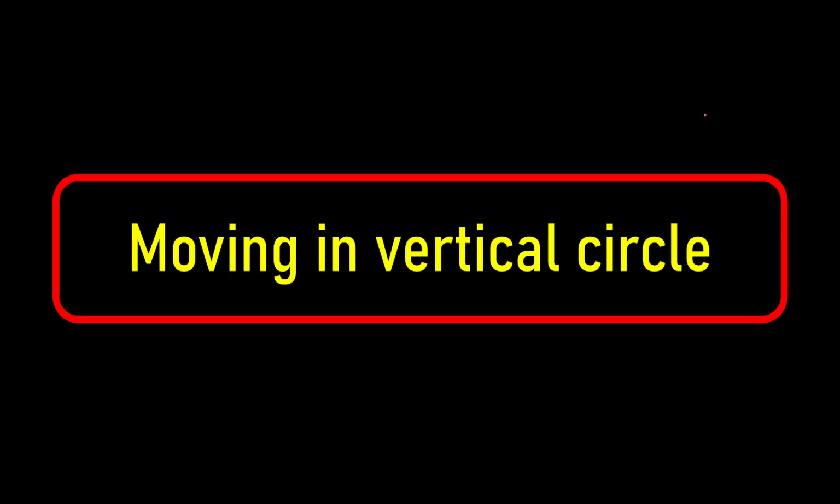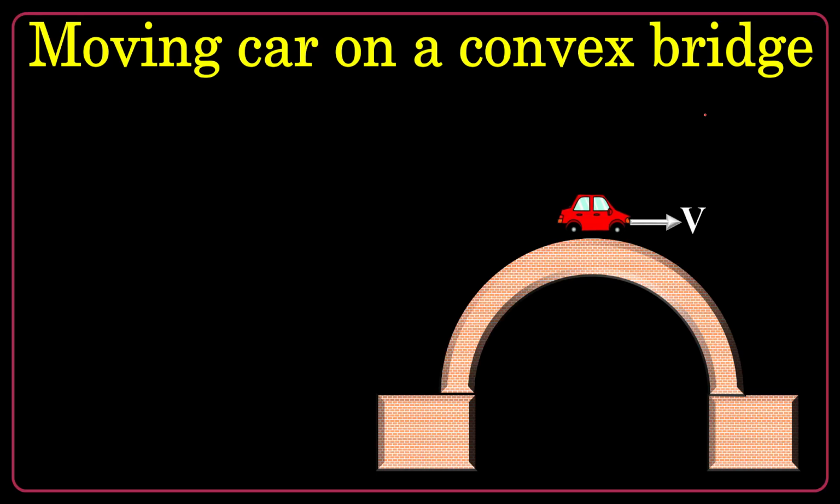The second category of problems we are going to consider are the ones in which the object is moving in a vertical circle. What do I mean by a vertical circle? One example is a car moving on a convex bridge. Look at this bridge. It's of course very hypothetical. Bridges are not that circular like this, but let's say it's very idealized. And the car is at the top of this bridge, moving at speed v.